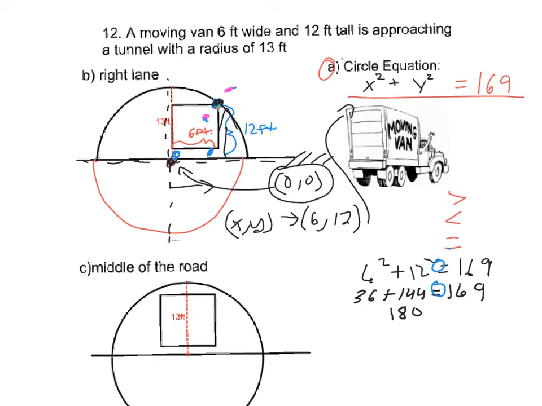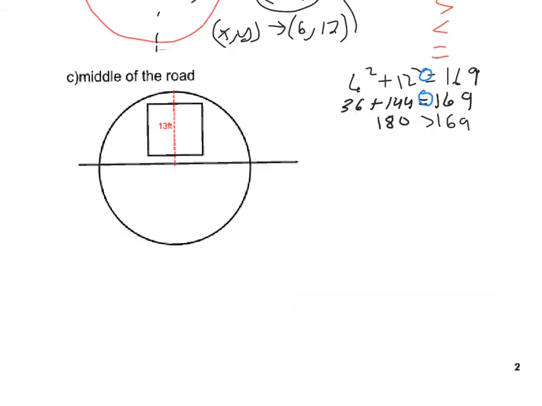So we see that 6 squared plus 12 squared is 36 plus 144, that's 180. And that is greater than 169. We know the van's not going to fit in there because this point is out here somewhere. If we try to get through the tunnel, it's going to slam against it. We're not getting anywhere. So we see that it won't make it.